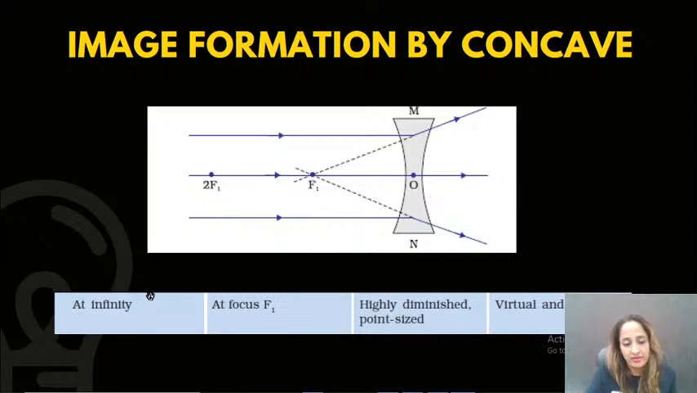When the light rays are coming from infinity, when the object is placed at infinity, if we extrapolate them, they all meet at focus F1, and again the image is going to be very small, a point size image. In case of concave lens, the images that are formed are virtual and erect. Why virtual? Because we are not getting the image actually, we are just trying to extrapolate the image.